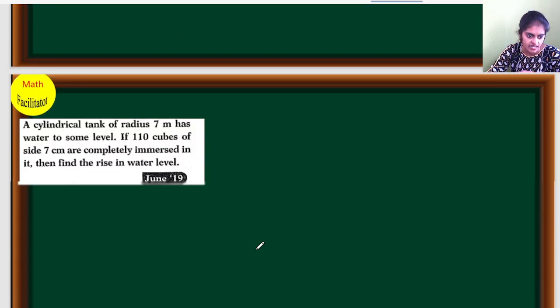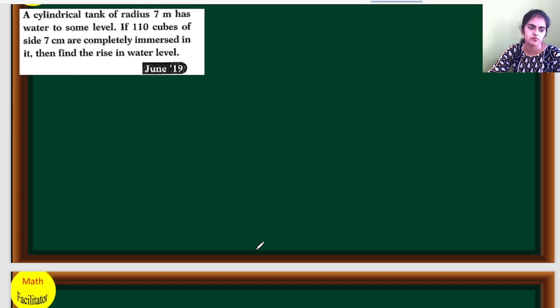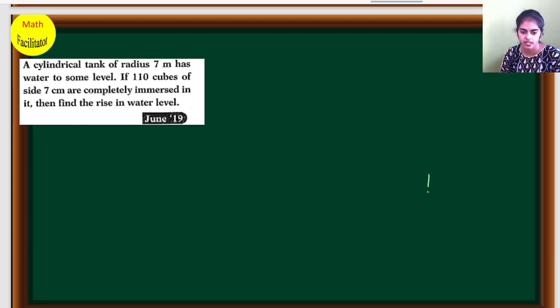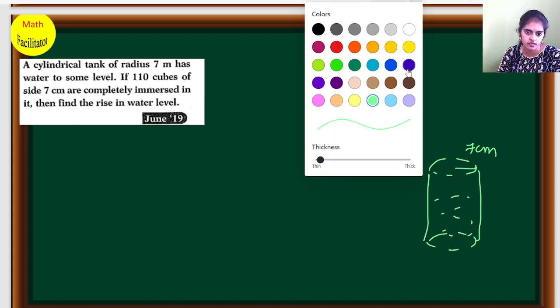Okay, so a cylindrical tank of radius 7 meter has water to some level. So there is a cylindrical tank of radius 7 centimeter. Radius is 7 centimeter. There is water to some level. Konta water undanta. Okay, so there is some water.